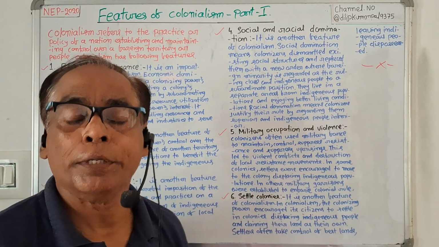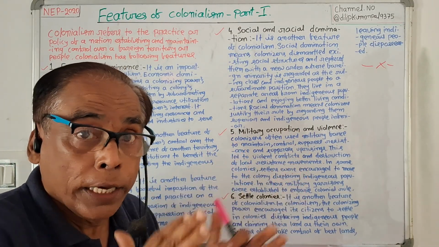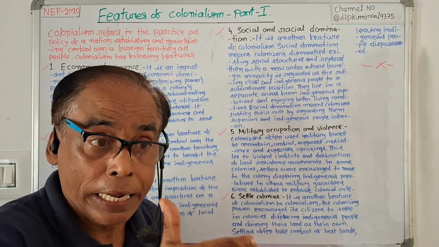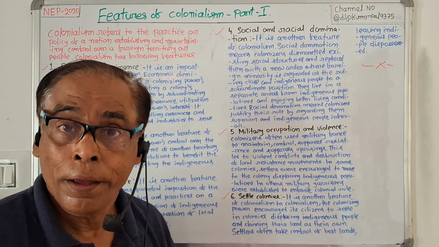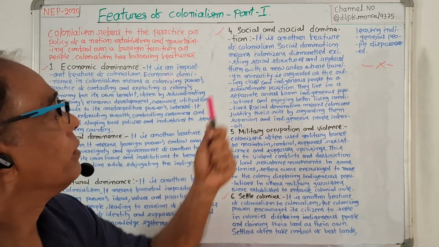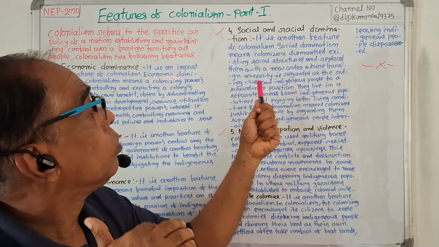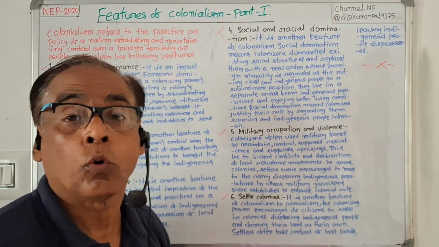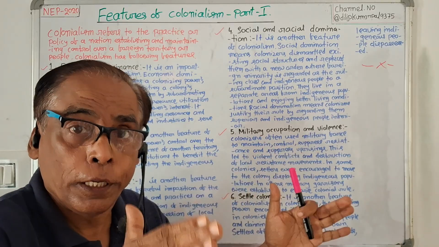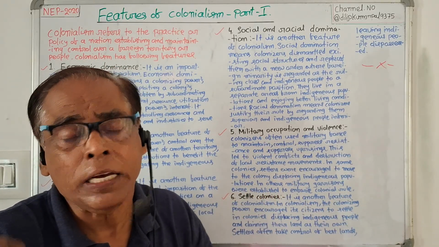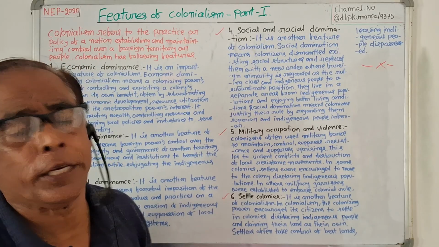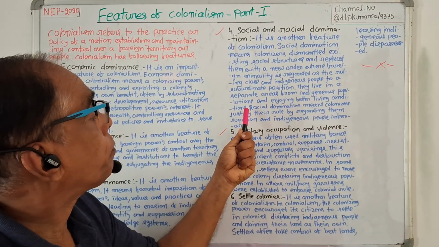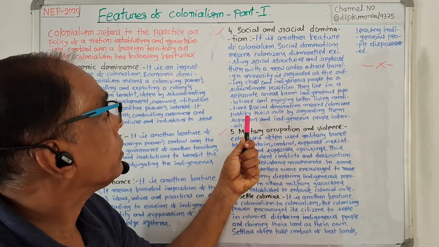So social domination means when the colonizing power dismantles the existing social structure and replaces it with a new order where the people of the colonizing country are regarded as superior and people of the colony are regarded as inferior. It is social domination. They live in a separate area from the indigenous population, enjoying better living conditions.